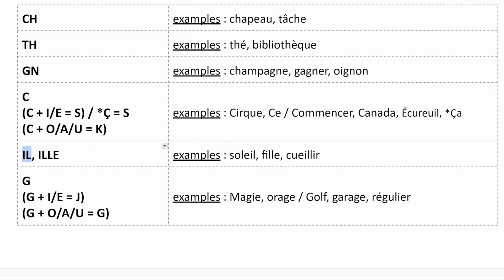Next is this one. By itself, this word is pronounced il, but for most cases, when it's in a word, it's pronounced I. Same with this. G is the same case as C, so G with an I or E is pronounced like a soft G, so it's zh, not j. And then G with O, A, or U is pronounced G, a hard G.